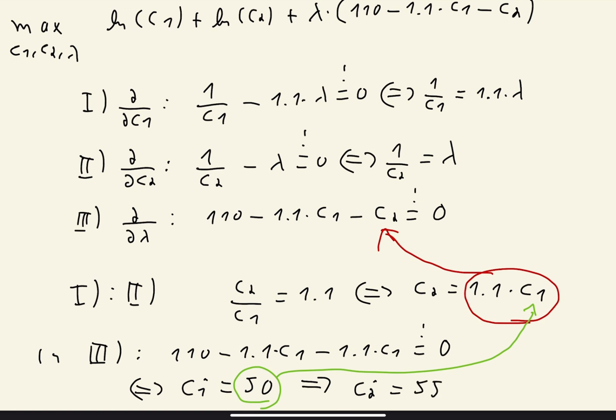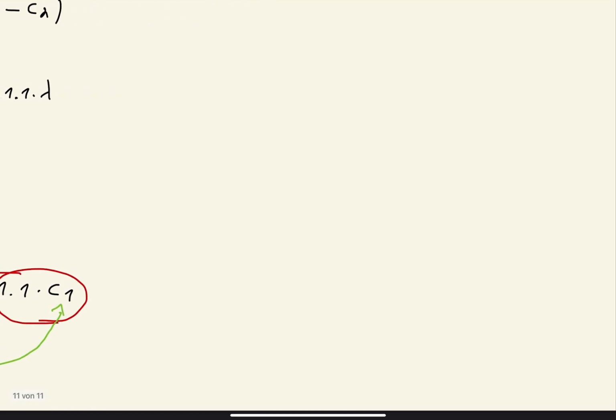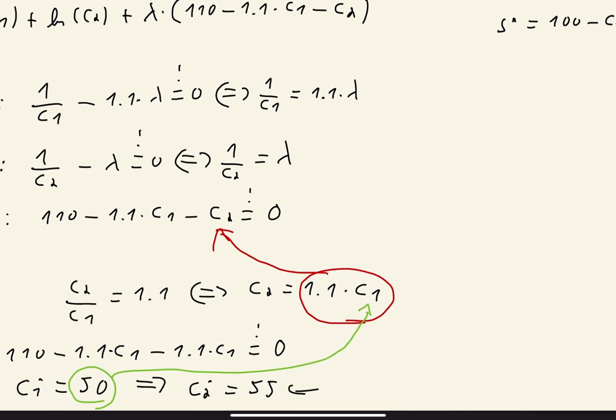So as a consequence, given this optimization problem, the individual consumes 50 units in the first period and 55 units in the second period. And savings, so S star, will then be simply 100 minus C1 star, and that's equal to 50. So the individual will save 50 monetary units. There will be an interest rate for this, I think it was 10%. So the amount of money that the individual can consume in the second period is 50 times 1.1, so it's 55. And that's what we found here.